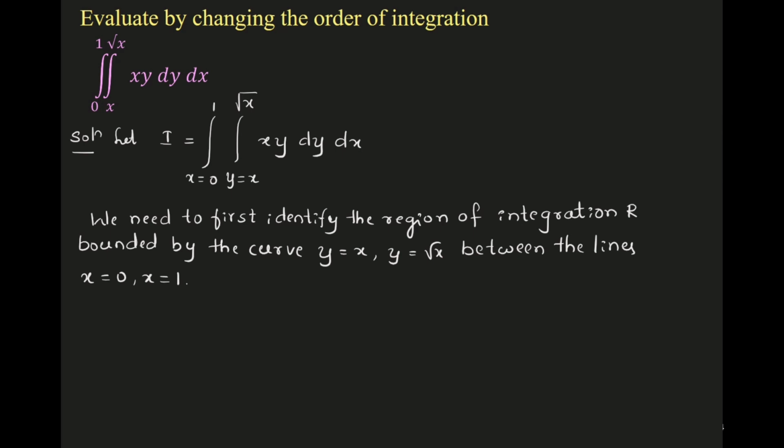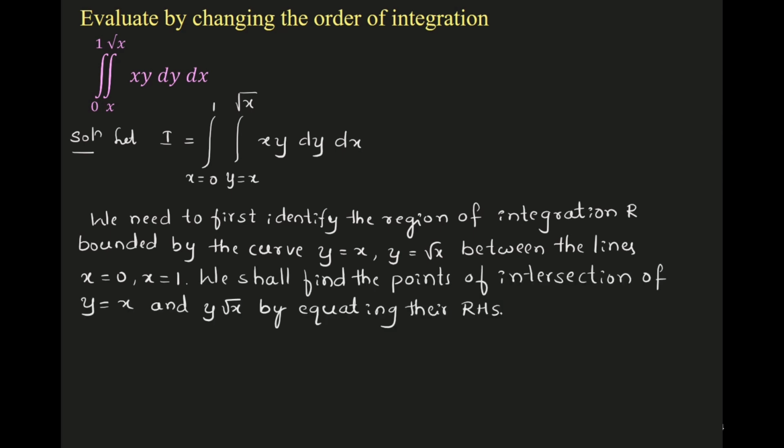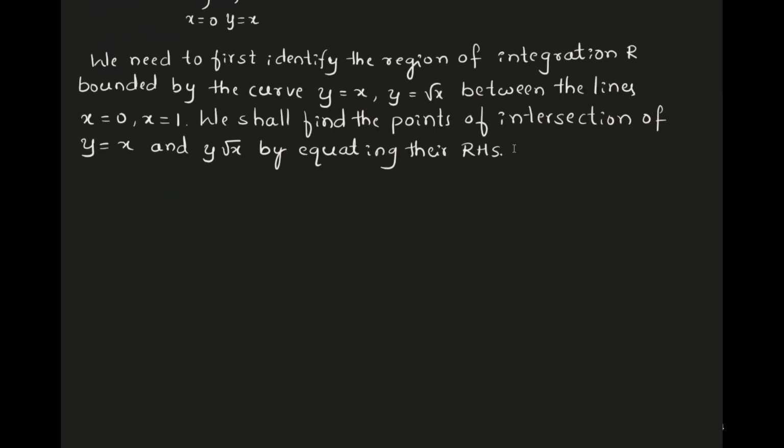Okay, we shall find the points of intersection. To find the region, we need to find where the two curves intersect. These two curves are y equal to x and y equal to root x; the LHS is y in both, so we equate the RHS. That's why I have written, we shall find the points of intersection by equating their RHS.